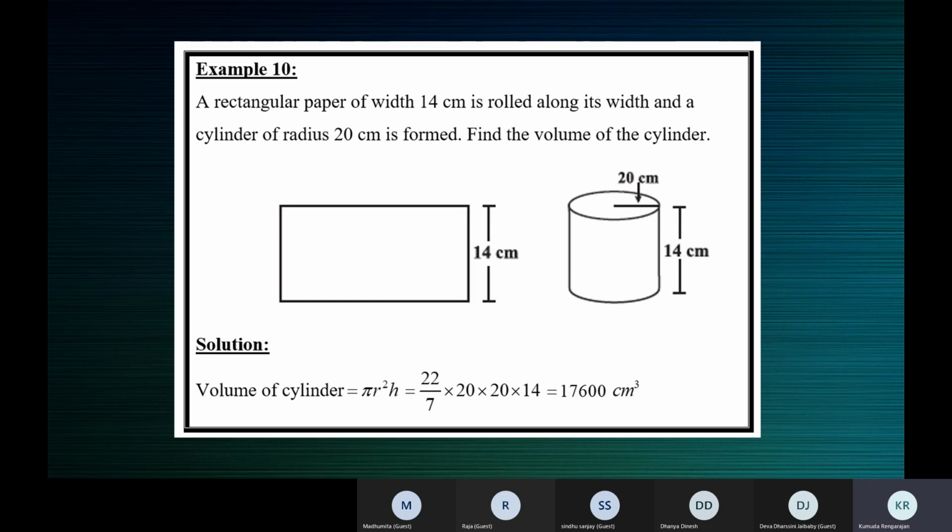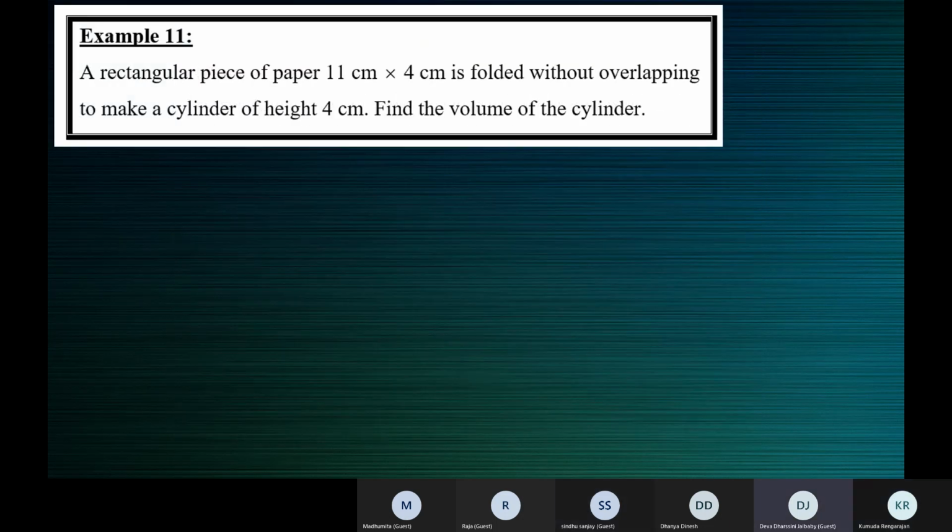Is it over, children? Finish, right? Yes, ma'am, completed. All right.